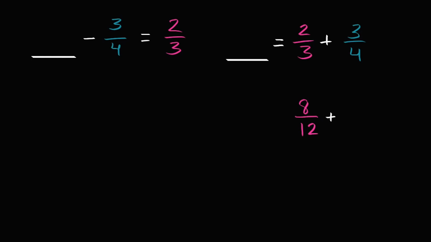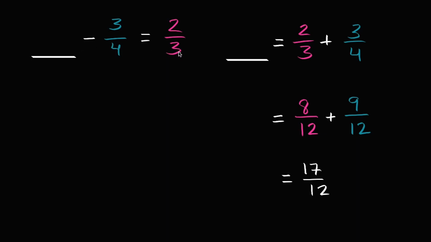And then 3/4 is the same thing as what over 12? Well, to go from 4 to 12, you have to multiply by 3. So you have to multiply the numerator by 3 as well. 3 times 3 is 9. So it's equal to 8/12 plus 9/12, which is 8 plus 9 is 17. 17/12. So we get 17/12 minus 3/4 is equal to 2/3.